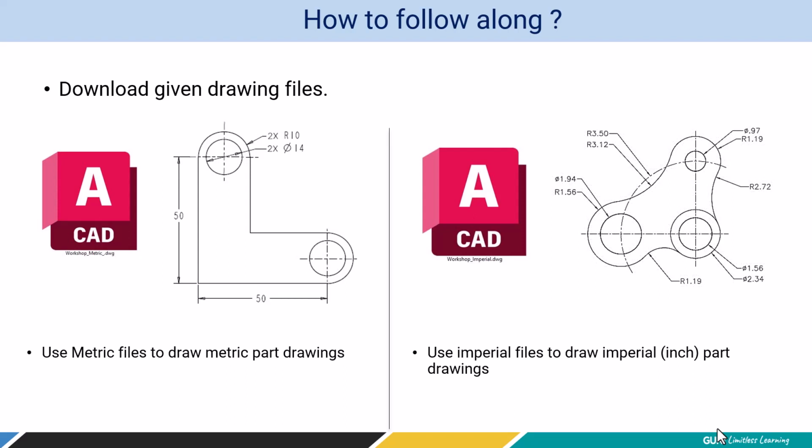I will provide you two drawing files in the descriptions. One is named workshop_metric.dwg file and the second is workshop_imperial.dwg file. If you are drawing metric parts, then use the metric files, and if you are working on imperial files, that is inch dimensions, then use the imperial drawing files. These files contain various dimension styles, layers and layouts so that you can have a complete experience of making the drawings in laboratory hours.